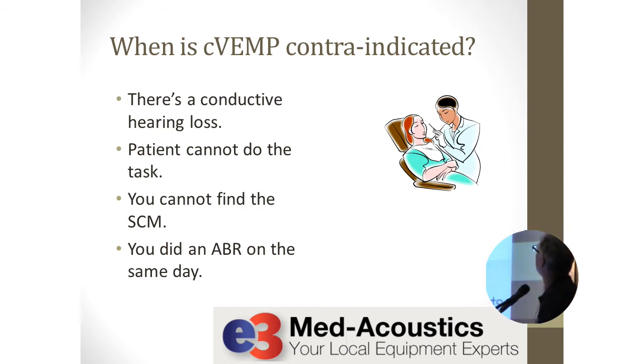Okay. And when is a C-VEMP contraindicated? Well, if there's a conductive loss. Why? That makes sense. Because we're using auditory stimulus to punch the saccule, right? Well, if there's a conductive loss, then there's something that's muffling the punch. And so that's going to make it contraindicated. If the patient can't do the task, they don't have enough stomach muscle to be able to lift and turn like that, that could do it.